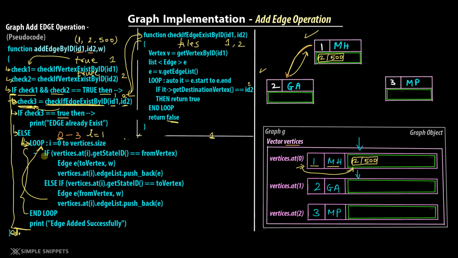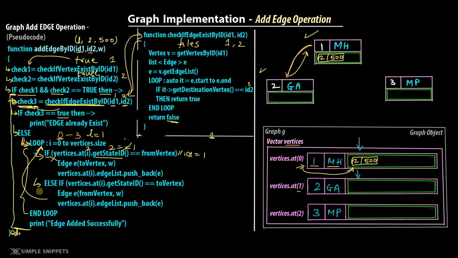So let's say i has become 1. Now again we will go inside this loop. We will check if vertices at i, which is now 1, is nothing but Goa with the ID of 2. So we are saying vertices at ID 2, we'll say get state ID, which will return us 2. Is it equal to from vertex? From vertex, as I mentioned, is ID 1 in the coding, which we have passed initially at the top. It is 1. Is 2 equal to 1? No. So now the if will not be executed.